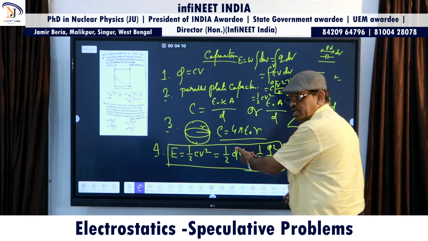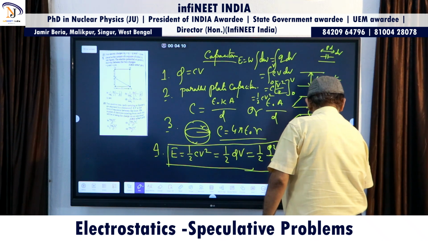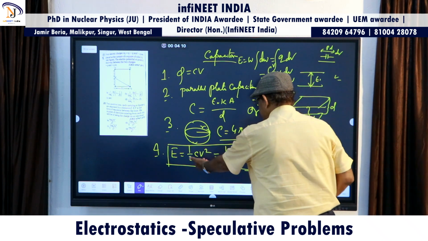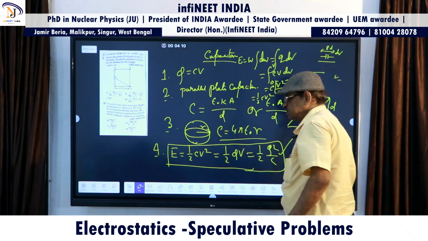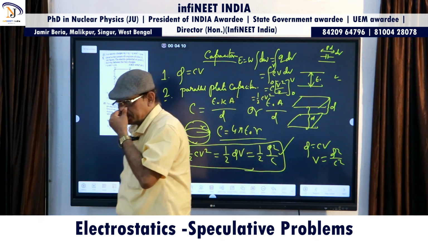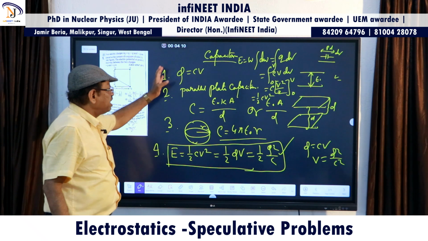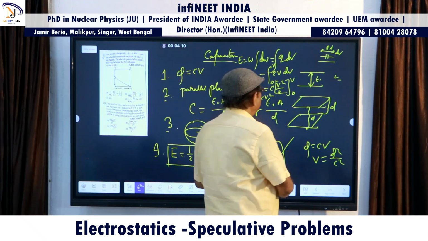Here, from half CV square, Q equals C into V, so this is half Q into V. And you know V equals Q by C, so you place Q square by C square in it, and C will cancel out. This will be the result. So this is the energy of a capacitor. These three formulas are very important. These four formulae. Another is common potential.